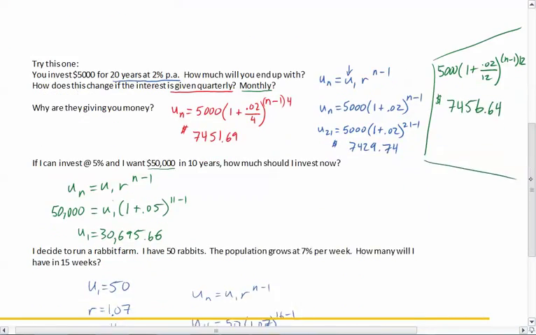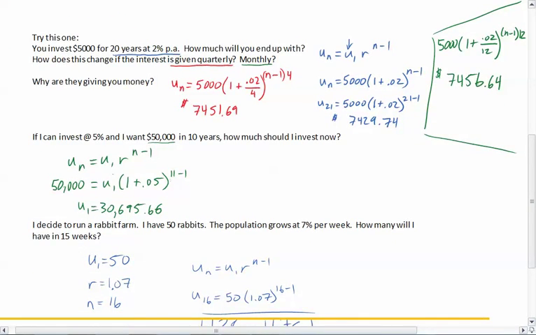All right, and the other thing to remember, of course, is that the n will always be 1 greater than the number of years because year 0 is n equals 1, right?